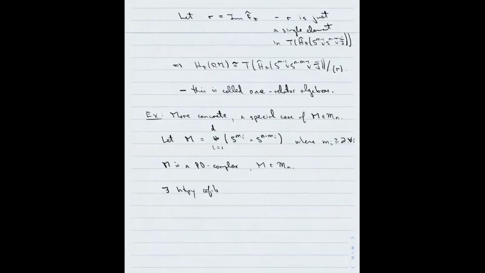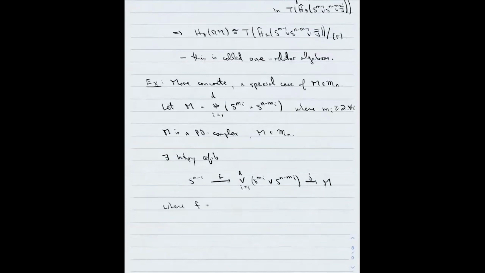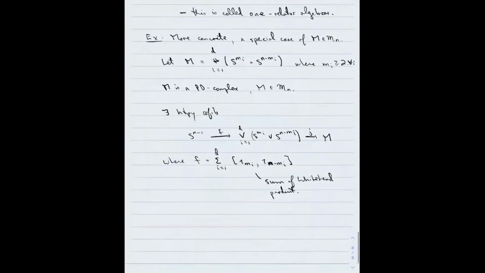If we write down the relevant data in terms of cofibrations, then the attaching map for the top cell would map into the n-1 skeleton of M, which would be a wedge of the ingredient spheres, where F is going to be a sum of Whitehead products. So I've got iota mi, a sum of the Whitehead products that produce the product in each of the pairs of spheres. Okay.